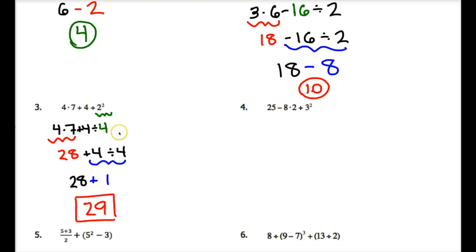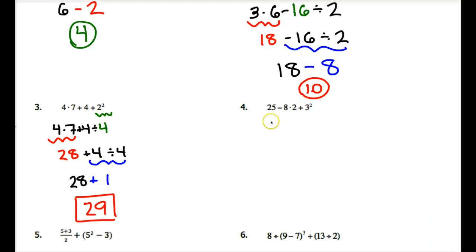Next step in order of operations is to multiply and divide left to right. So I can multiply my 4 times 7, which is 28. So now I have 28 plus 4 divided by 4. Then I did my division. Positive 4 divided by 4 is positive 1. So 28 plus 1, and that gave me 29.